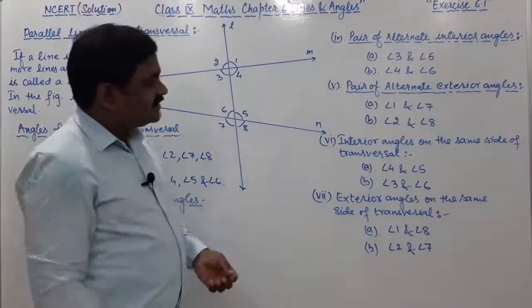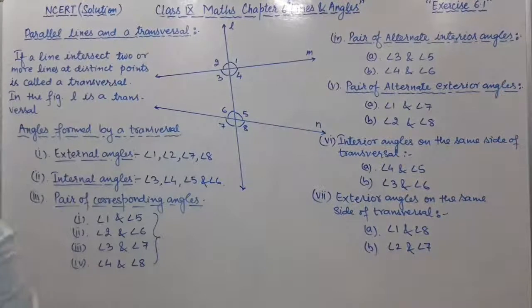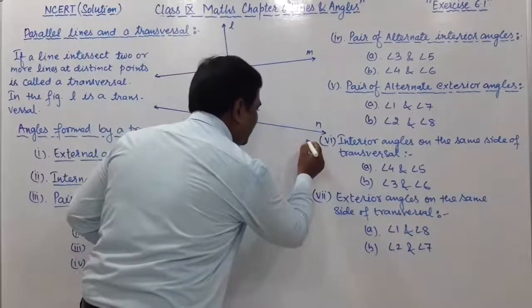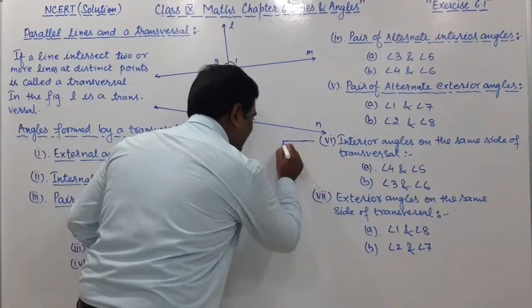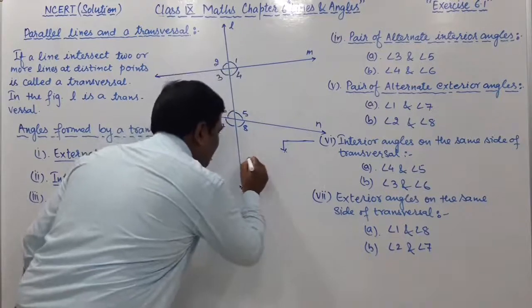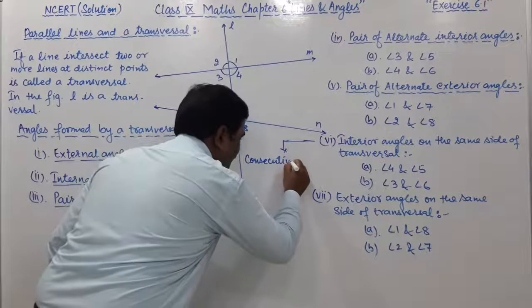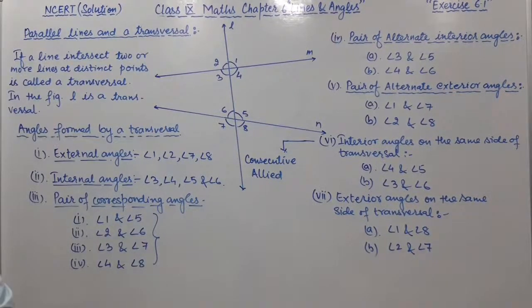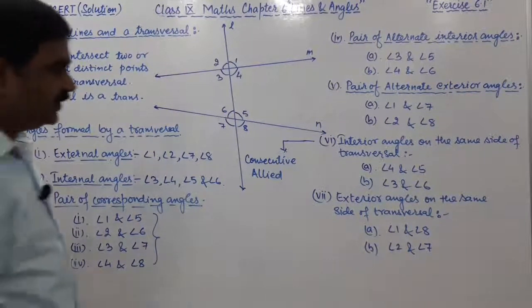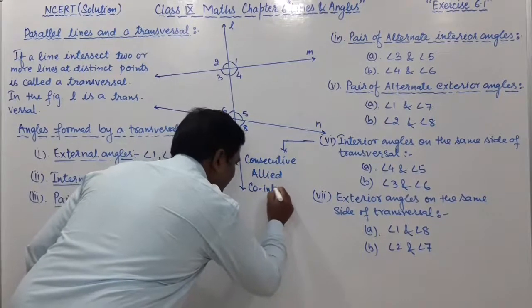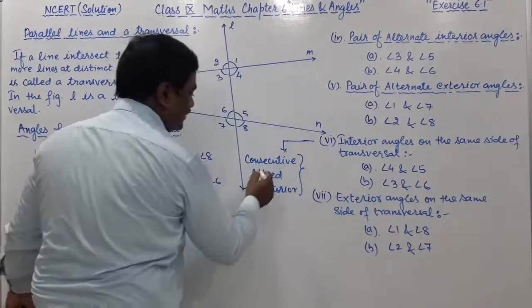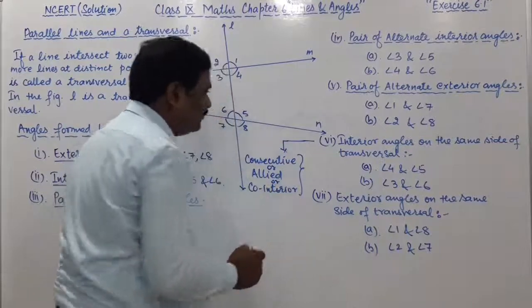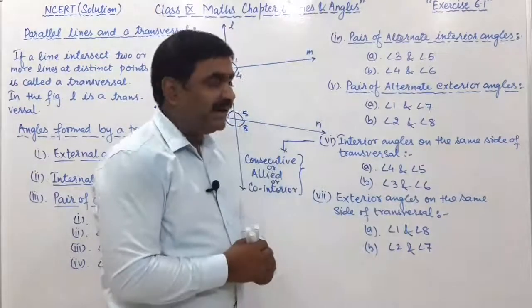Now students, interior angles on the same side of the transversal are also referred to as consecutive interior angles. Allied angles or co-interior angles. These are the names of this angle pair, they are referred to as consecutive interior angles, allied angles, or co-interior angles. Right? They are the names of the same thing: interior angles on the same side of the transversal. You just keep it in mind and note it down.